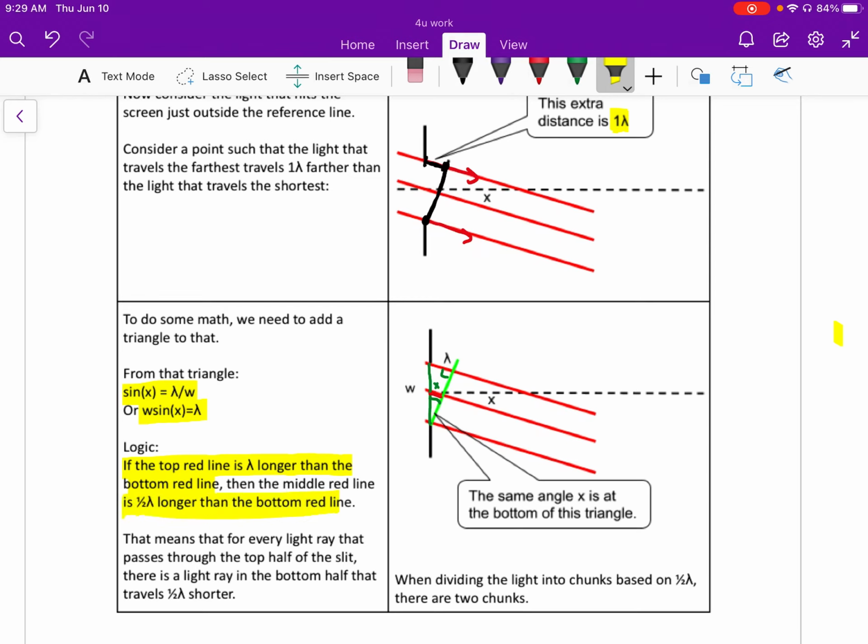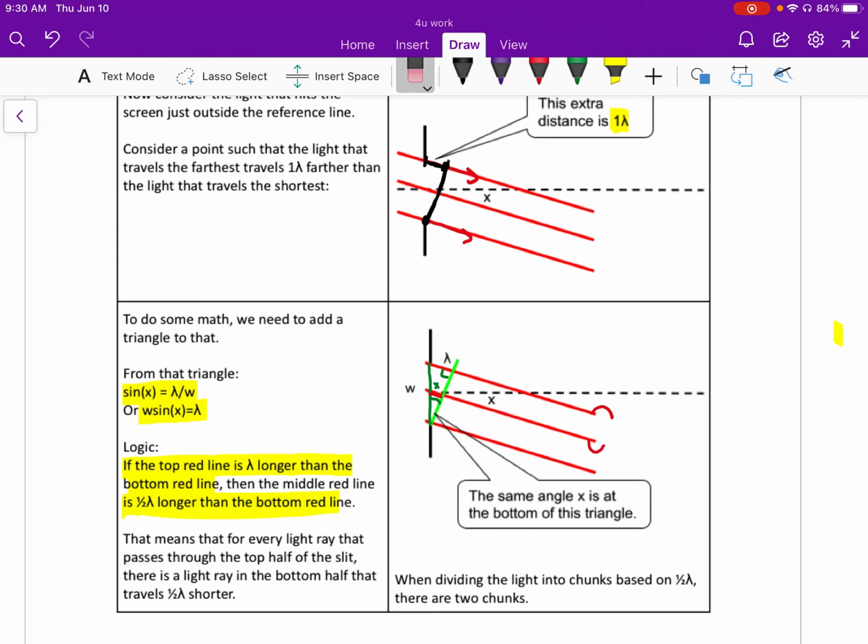So the bottom line travels the shortest, the middle line travels a little bit farther, the top line travels even farther again. If I'm setting this point such that the top line travels a full wavelength farther, that means the middle one, since it's in the middle, travels half a wavelength farther than the bottom one. That means that, let's say the top one arrived as a crest of a wave, this middle one, since it's half a wavelength different, is going to arrive as a trough.